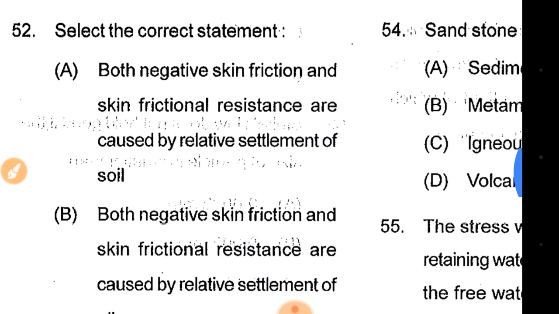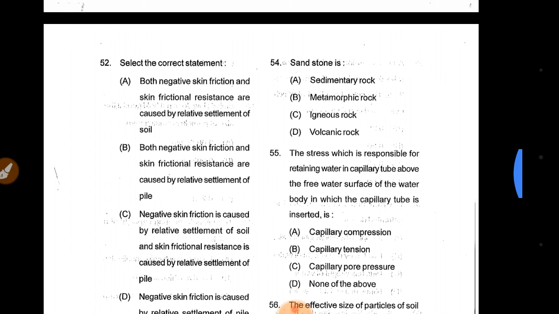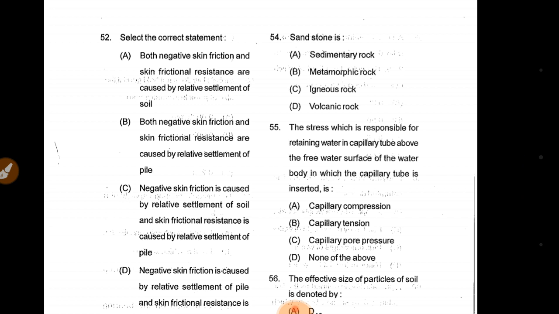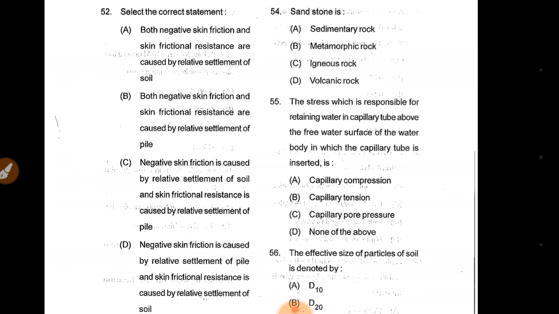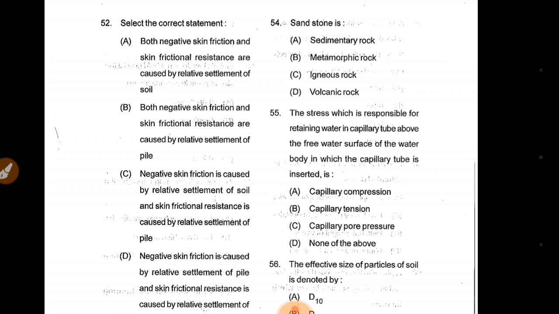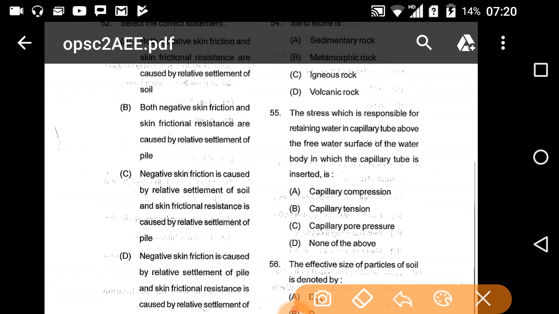Question number 52. Select the correct statement. Both negative skin friction and skin frictional resistance are caused by relative settlement of soil. Both are caused by relative settlement of a pile. Negative skin friction is caused by relative settlement of soil and skin frictional resistance is caused by relative settlement of a pile. Negative skin friction is caused by relative settlement of a pile, and skin frictional resistance is caused by relative settlement of soil. So here the correct answer is: negative skin friction is caused by relative settlement of soil, and skin frictional resistance is caused by relative settlement of a pile. That is option C will be the correct answer.